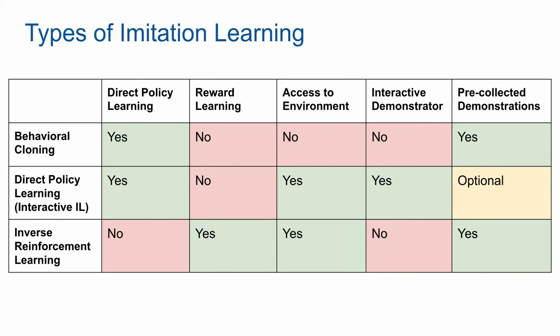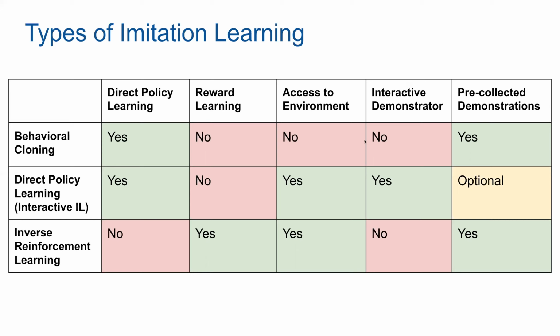In behavioral cloning, you actually don't need access to the environment. Since you're doing a straight-up reduction to supervised learning, you just collect the data once from the expert, and you don't need the environment afterwards. The other two approaches, which are more sophisticated, need access to the environment. Do you need on-demand access to a demonstrator that you can query? In interactive imitation learning, the answer is yes. In inverse reinforcement learning, the answer is no.